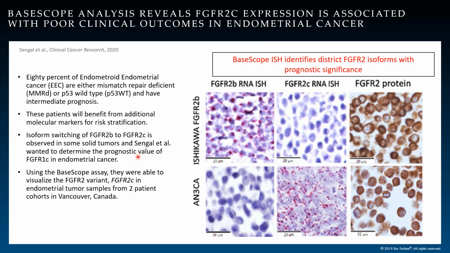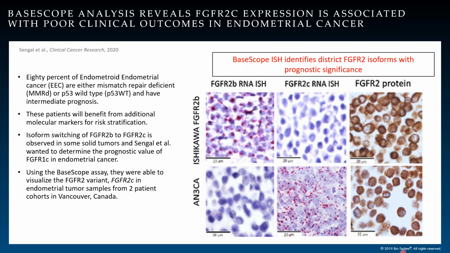Using the BaseScope assay, they were able to design specific probes against the 2C isoform and the 2B isoform to differentiate their expression. And this is a great example where they've compared the expression of 2B and 2C in two different cell lines: the Ishikawa cell line, which expresses the 2B isoform, and the AN3CA cell line, which expresses the 2C isoform. As you can see, using our BaseScope assay and specific probes targeting the 2B, detection was only seen in the Ishikawa cells and none in the AN3CA cells. Vice versa, the 2C isoform was only detected in the AN3CA cells and not in the Ishikawa cells, highlighting the specificity of our BaseScope probes in identifying these splice variants.